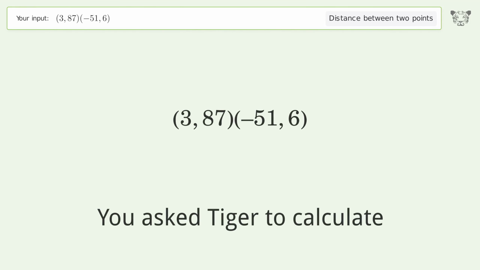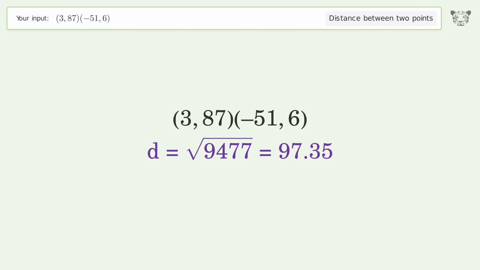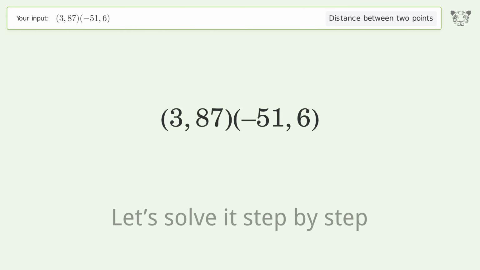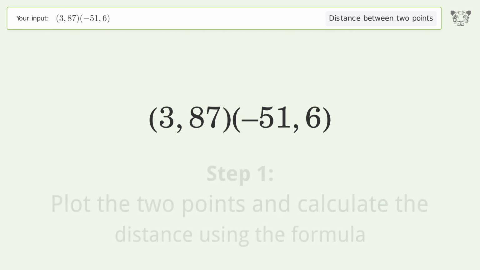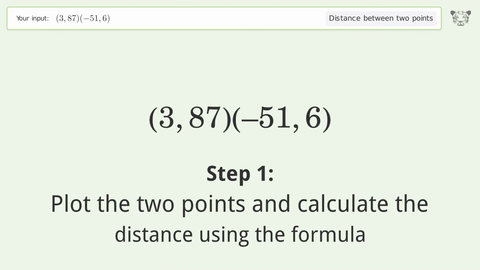You ask Tiger to calculate. This deals with the distance between 2 points. The distance between the 2 points is the square root of 9,477, or 97.35. Let's solve it step by step. Plot the 2 points and calculate the distance using the formula.